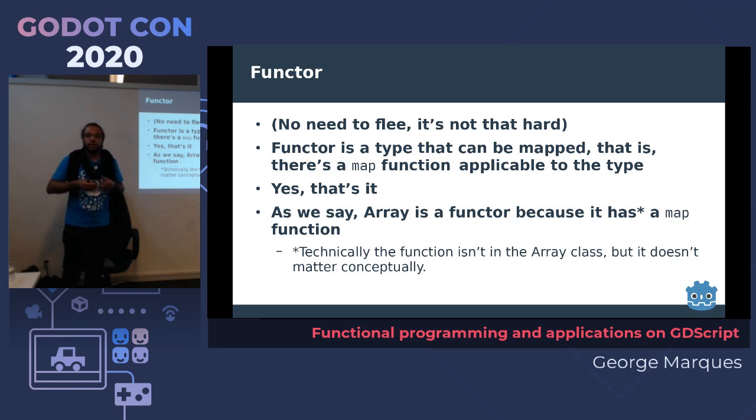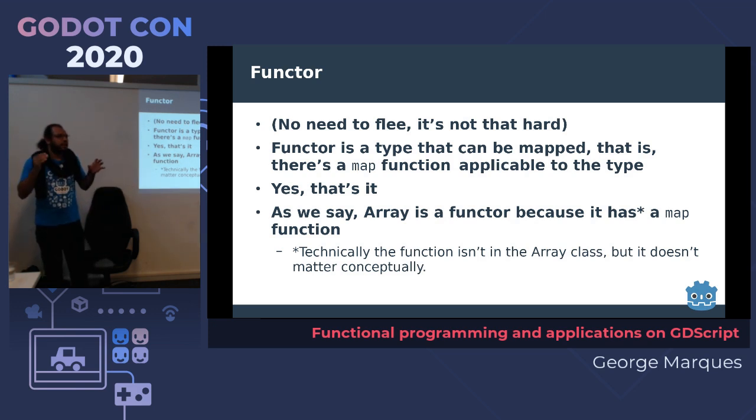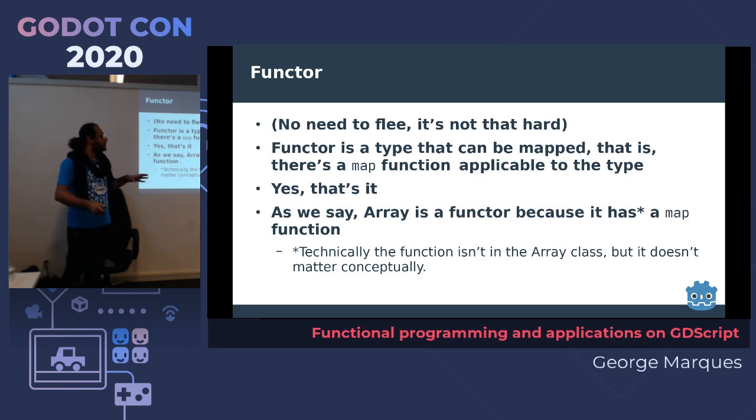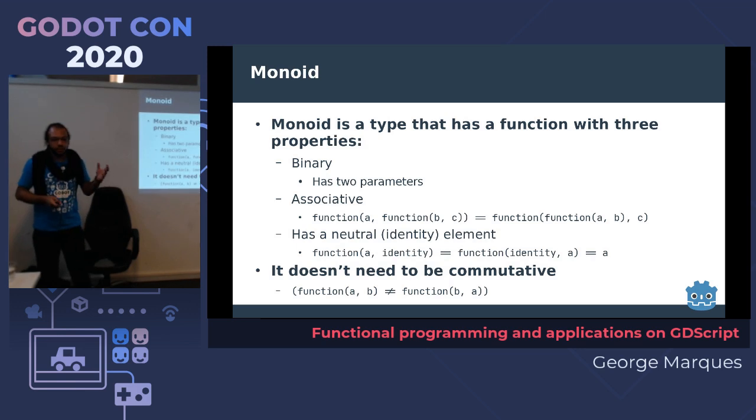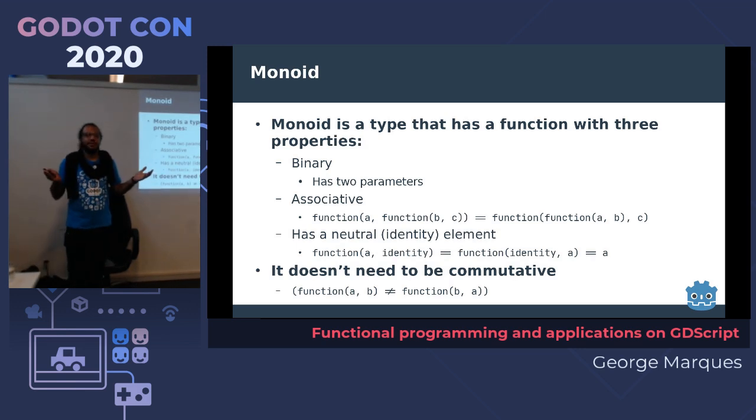We don't have the map function defined in array itself, but that doesn't really matter conceptually, because in functional programming languages, you don't really have objects either. So the point is that array can have a map function. It doesn't matter where it is. The other one is monoid. Maybe you heard of monoid as well.